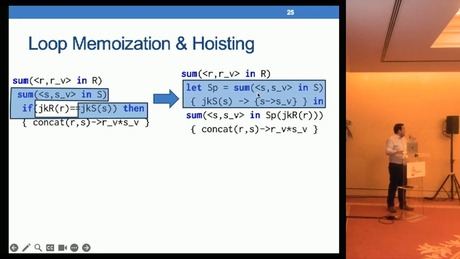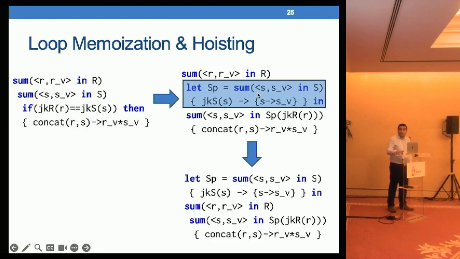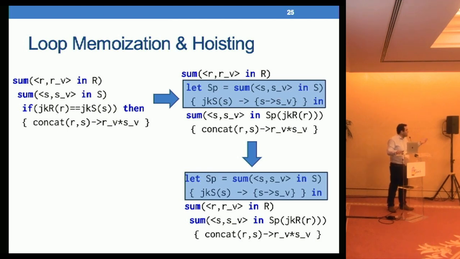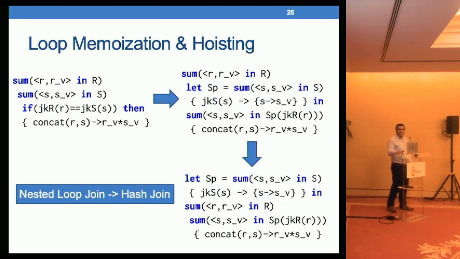And after this transformation, we can observe that this part of the code is invariant to the outer loop. So we can apply loop invariant code motion and get it out. What we basically did here was translate a nested loop join in databases to a hash join, which takes us from O of n squared to O of n. It's a linear algorithm.